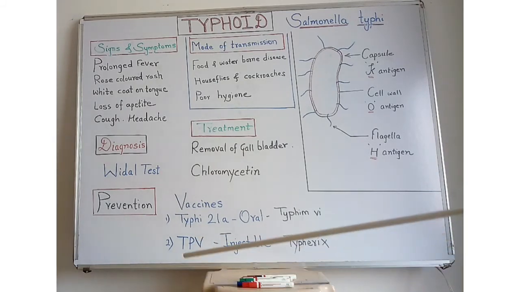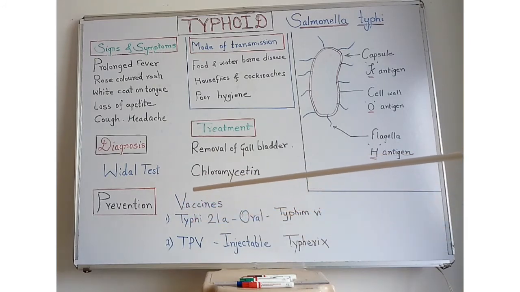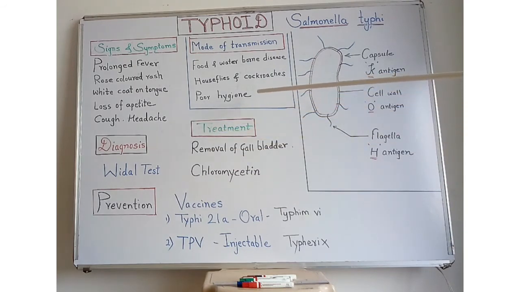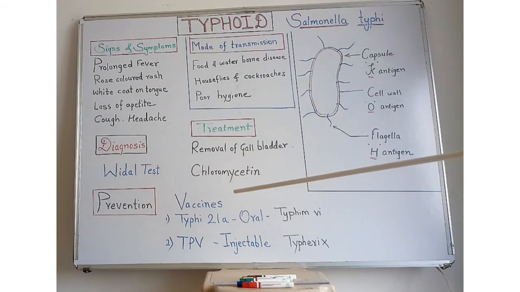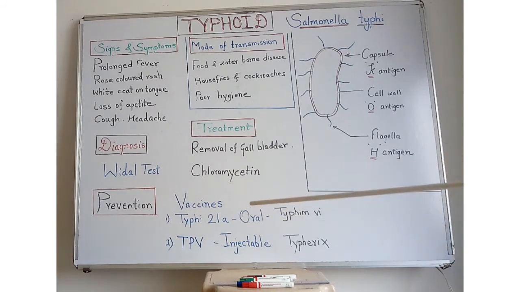Then comes preventive measures. The important thing that can be done is to maintain personal hygiene. That means whenever we pass urine or stool, we must wash our hands with soap and water. Then we should not eat food that is kept open. Another preventive measure is that vaccines are available, so we can take vaccines to protect ourselves from typhoid.